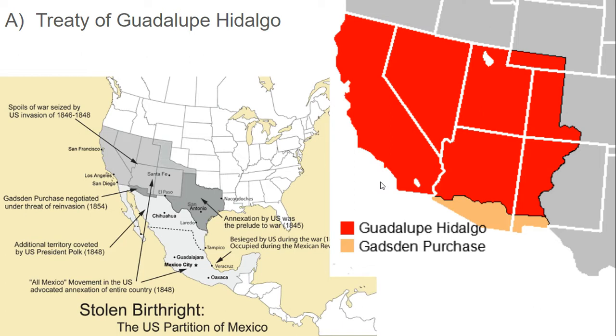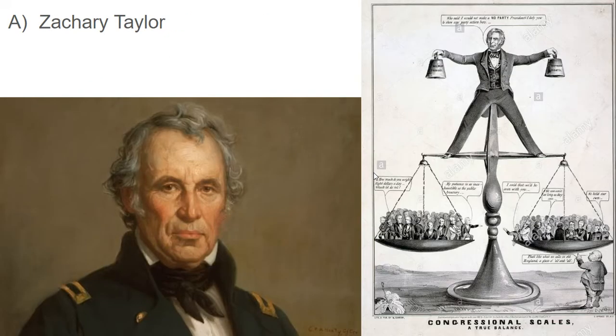And so we end up paying significantly less than we had offered earlier in order to purchase, quote unquote, these territories from Mexico. But honestly, Mexico can't do anything about it because, again, we've defeated their army and have occupied their capital. So this is also going to lead to Zachary Taylor, despite Polk's best efforts, becoming a national figure.